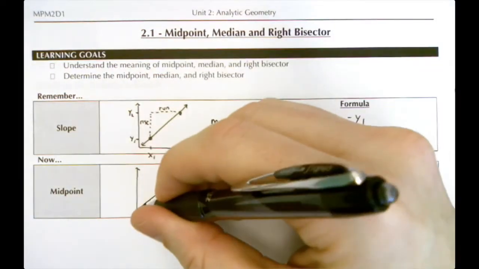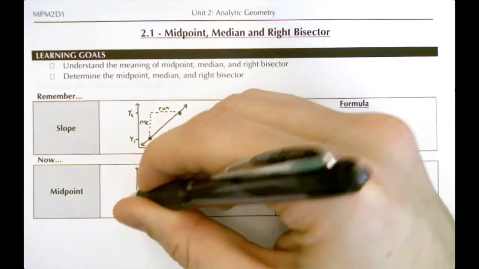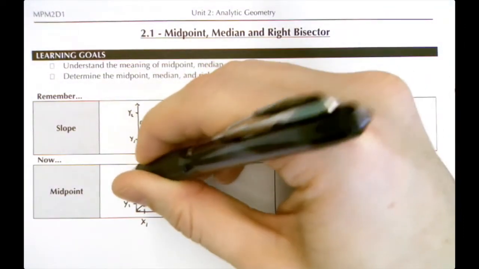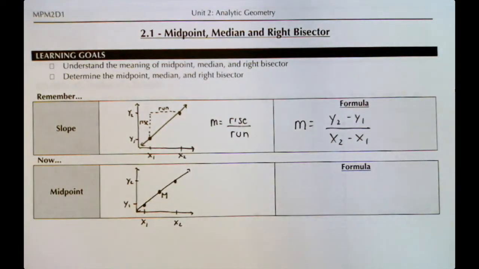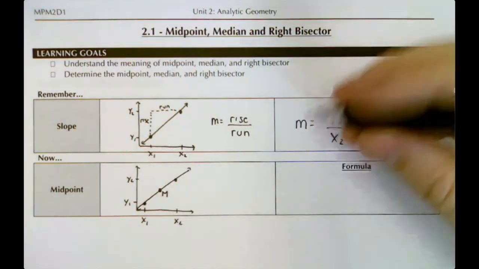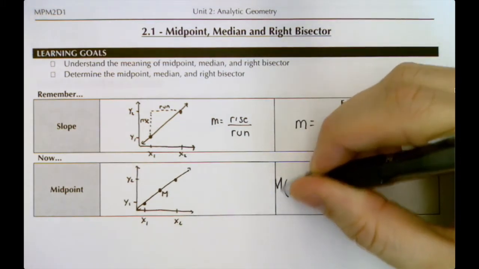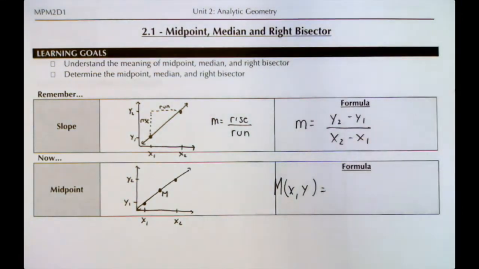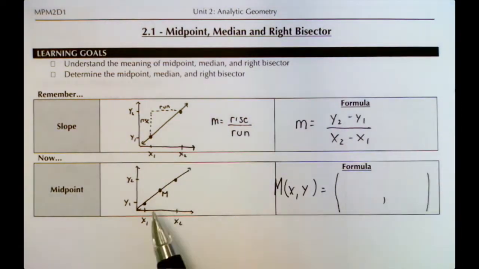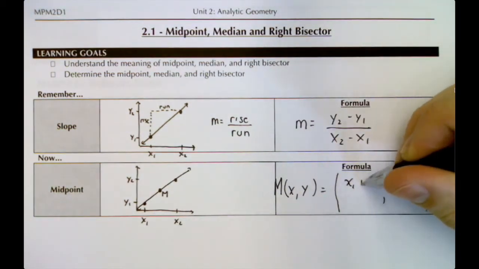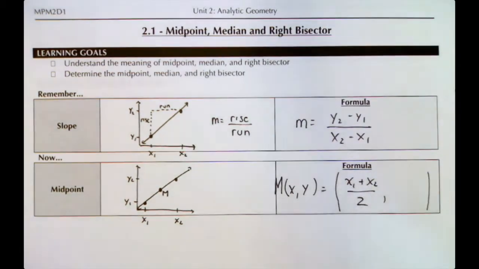We've got our first point, which has an x1 and a y1, and we've got our second point that has an x2 and a y2. If we want the coordinates of M, say we want an x and a y of our midpoint, the way we can find that is, well, we have to look for the x that's right in the middle of these two x's. And the way we do that is, well, we find the average. We take the first x value, we add the second, and we divide by 2.